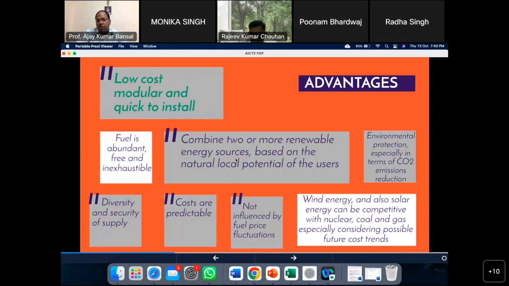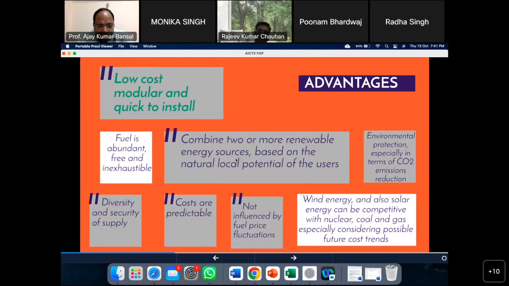because they are low cost, modular and quick to install. Because fuel is abundant, it will be very economical to use, because the sources which we are using for generating the energy are free and inexhaustible. For environmental protection, especially in terms of CO2 emission, it is reduced drastically. And because now we are all working towards a zero carbon economy or zero carbon energy production, the hybrid energy system will be a very useful technology to generate electricity, because it does not produce any CO2 gas.